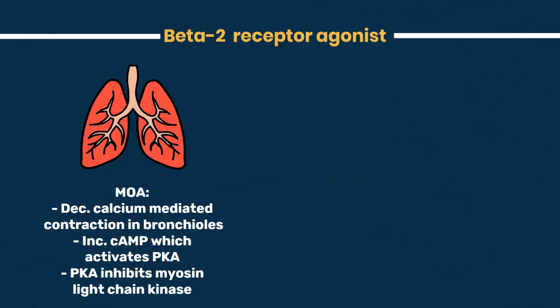Its mechanism of action includes a decrease in calcium-mediated contraction in bronchioles. It increases cyclic AMP, which activates protein kinase A. This activation of protein kinase A inhibits myosin light chain kinase, which is the mediator of contraction.